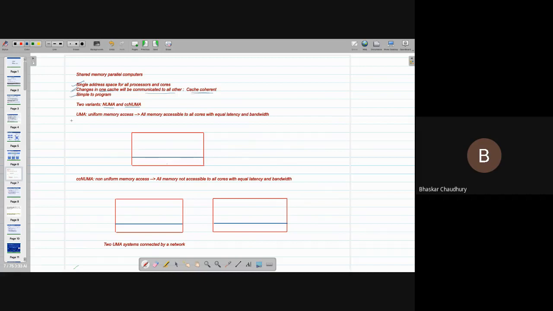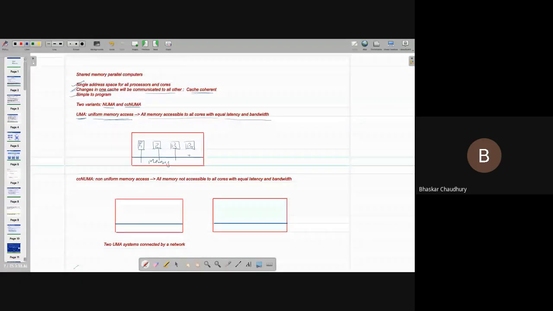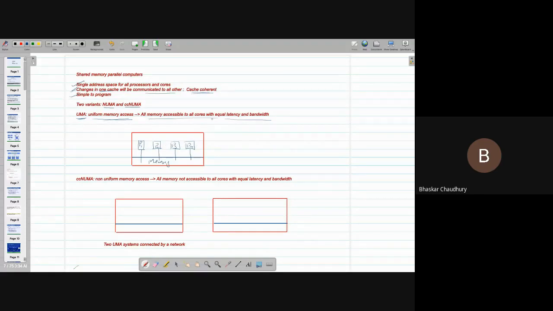First, let us understand what UMA is. UMA stands for uniform memory access. All memory is accessible to all cores with equal latency and bandwidth. Let me draw this picture for you here. Let's say this is P1, P2, P3 and P4, and there is a memory here. This is a uniform memory access. If you assume P1, P2, P3, P4 as four separate cores, they will access this memory with equal latency and bandwidth. That is a typical uniform memory access system.